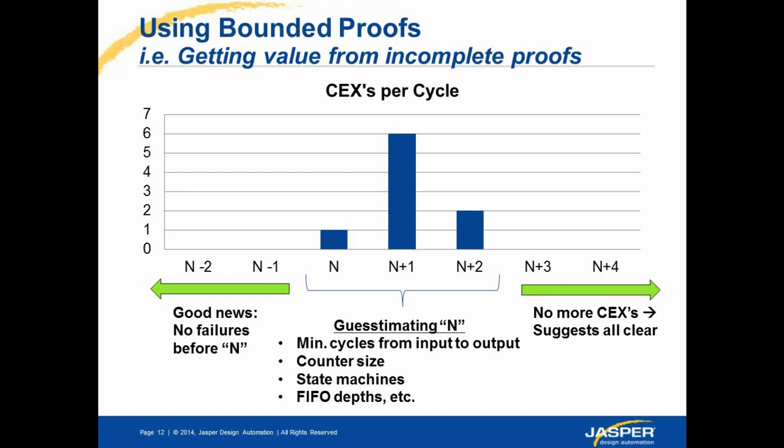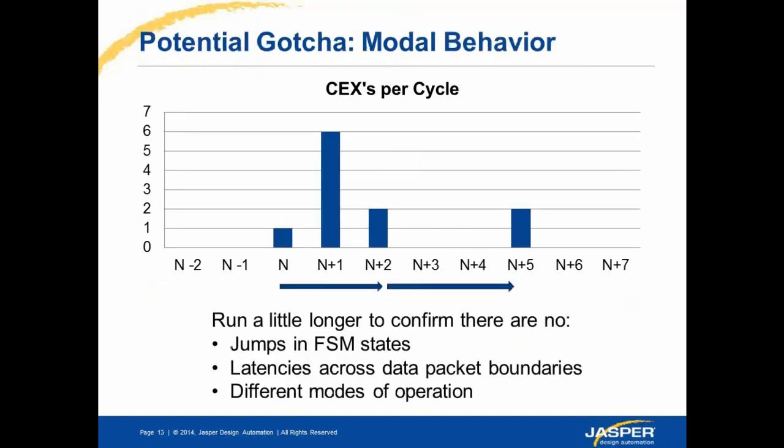Quite a lot of experienced formal verification engineers do that today. But where's the pitfall in that? Let's say you made a mistake in calculating that number n, and at n plus 5 somewhere, due to some modal behavior or due to some latencies you have not taken into account, there's a bug existing somewhere there. How do you factor that?